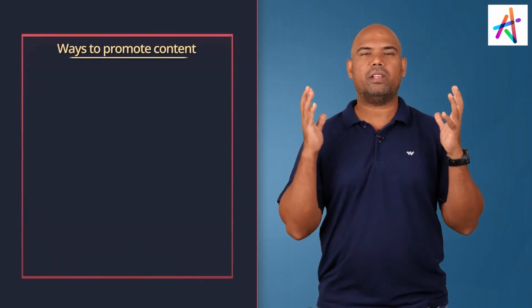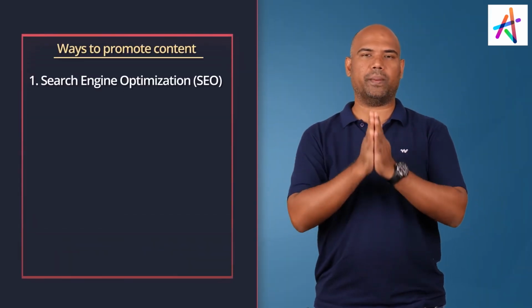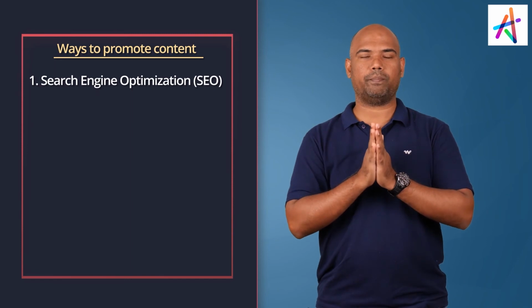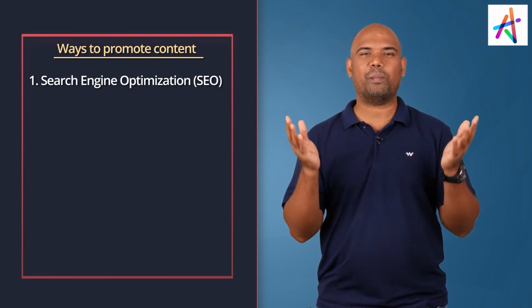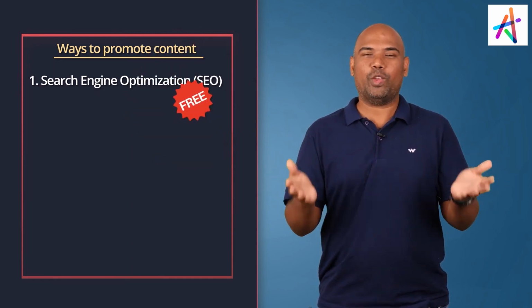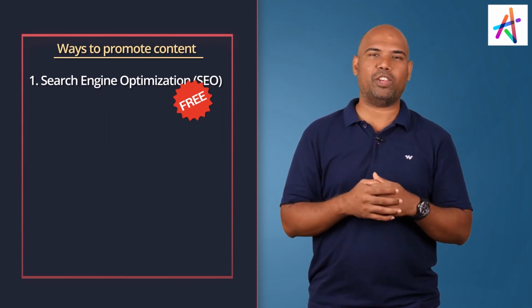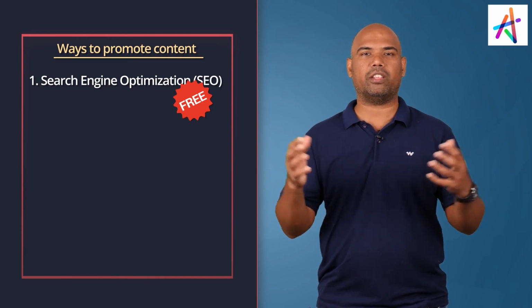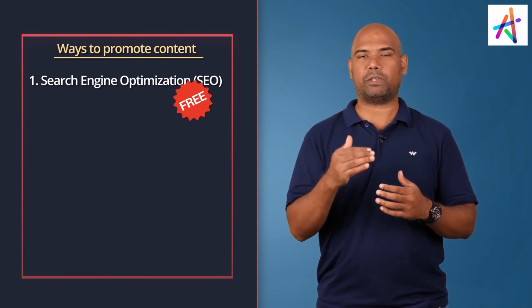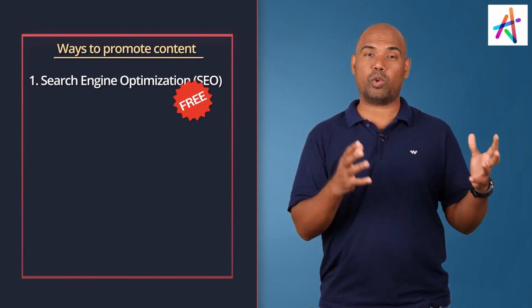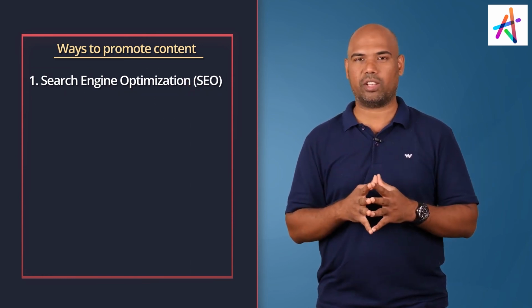Now, we are going to discuss the different ways that you can actually promote your content online. First of which is going to be search engine optimization, SEO for short. People love SEO because it's absolutely free. You create great content, make it awesome, and people can find you on Google or any other top search engine absolutely freely. That's the beauty of search engine optimization or SEO.